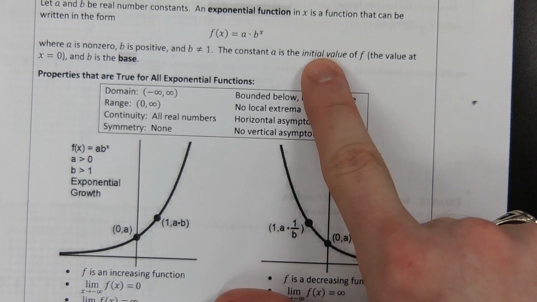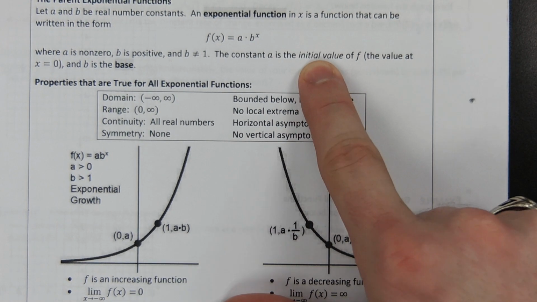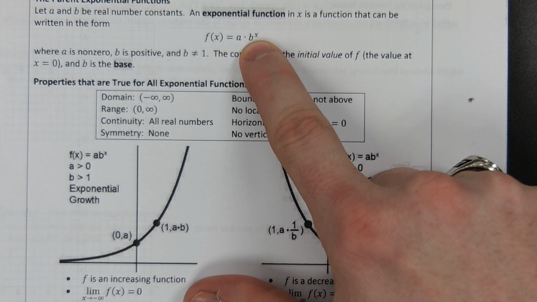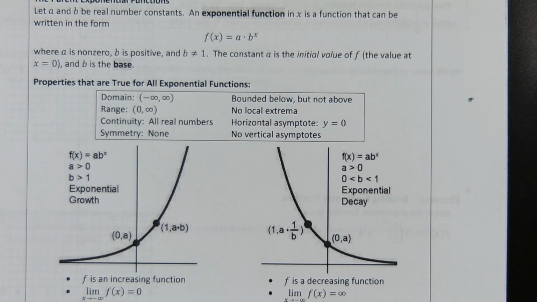If you care about the vocabulary of it, a is oftentimes called the initial value because if you drop in x equals 0, you get b to the 0, which equals 1, and then you get a. So a lot of times we call that number in front the initial value, but that's typically more for your word problems. Okay. However, that doesn't mean it's not useful information, because if you plug in x equals 0, you're going to be on the y-axis. That's how you would find your y-intercept.